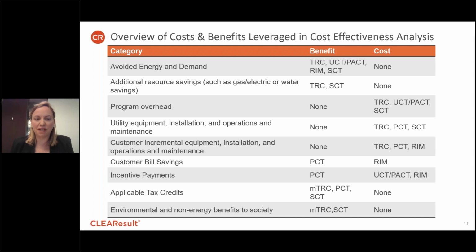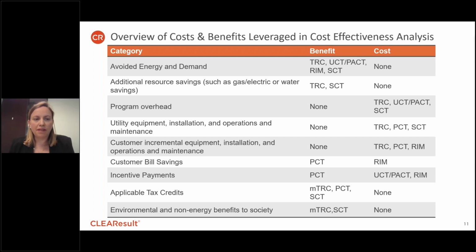So customer bill savings. When we talk about the participant cost test here in a little bit, we'll go through these in more detail. But for a participant, bill savings is a great benefit, right? They're going to be paying less on their utility bills. This is really great for them. However, when you look at it from a ratepayer impact measure perspective, the customer bill savings are actually perceived as a cost because that's potentially lost revenue to the utility.